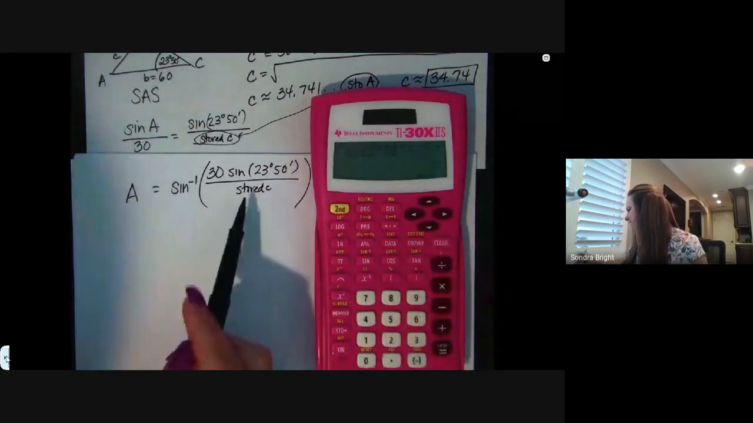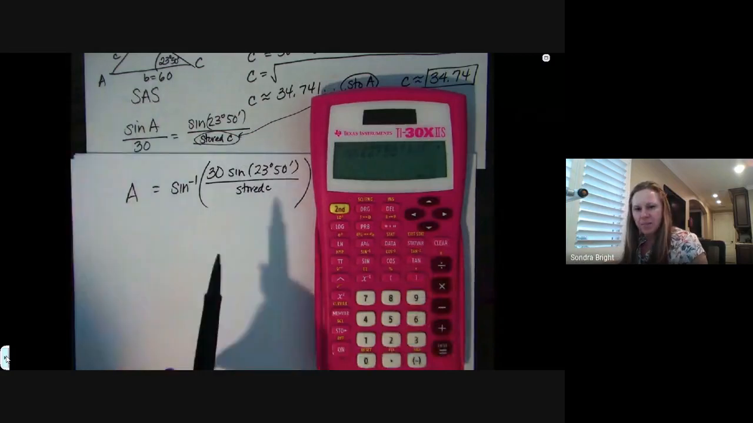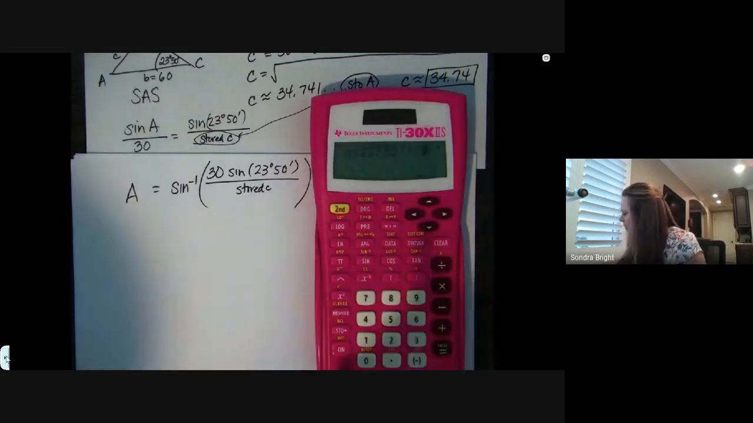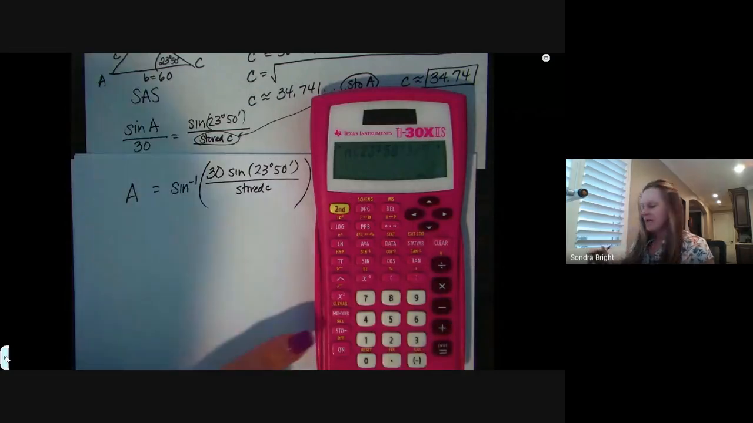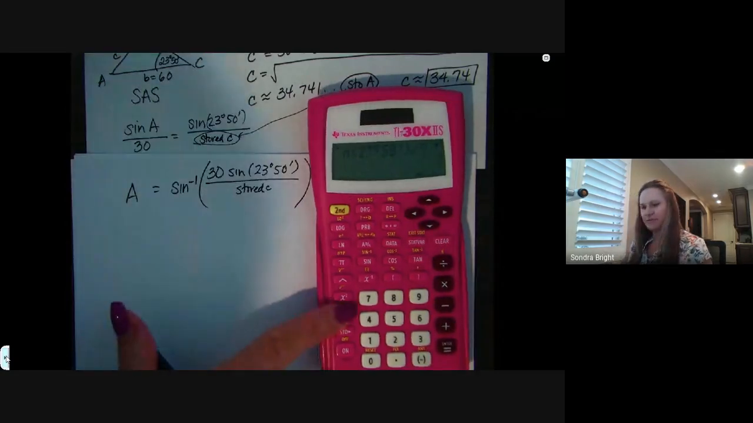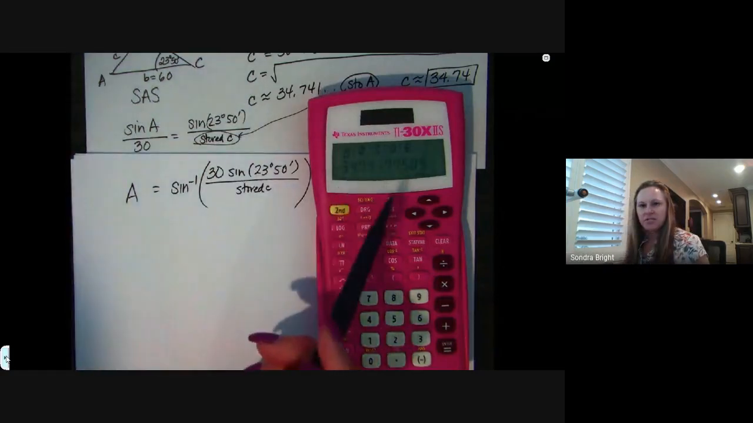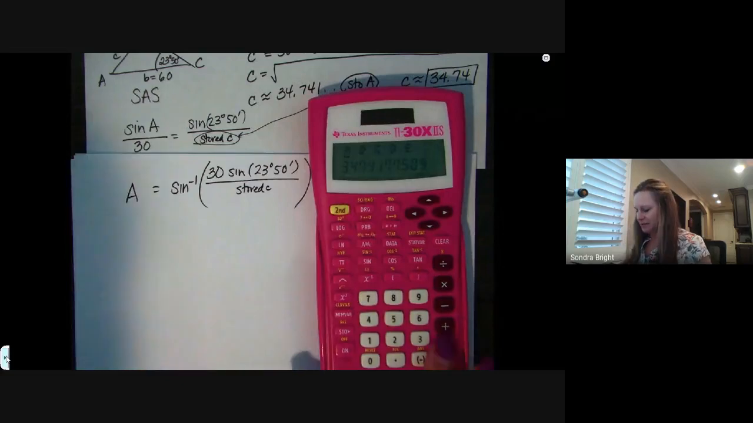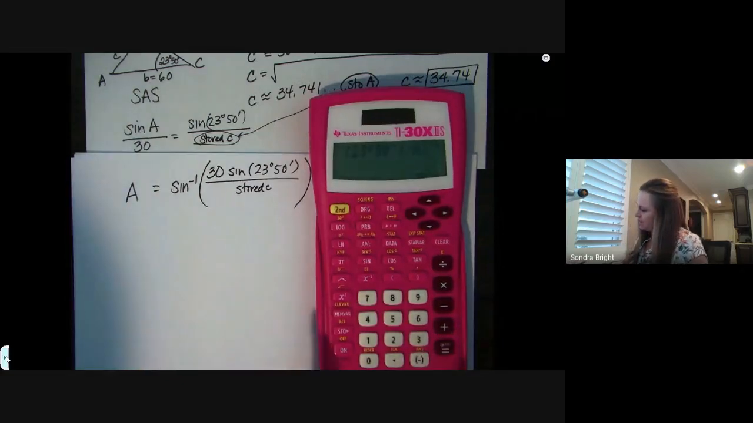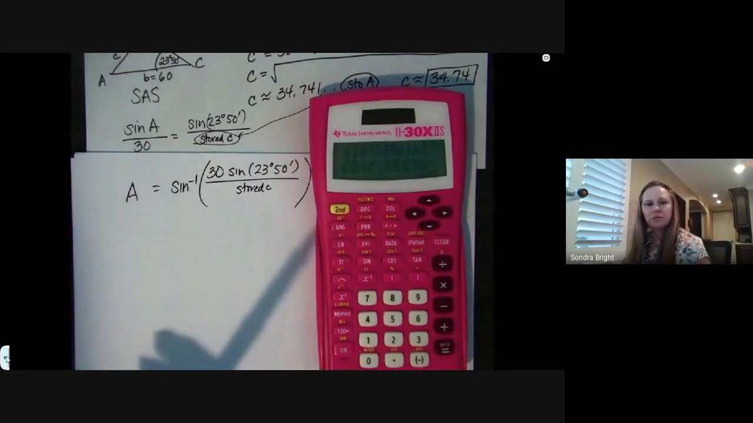I guess I should have done it under C. But how am I going to bring it back up? Well, if you click memvar, you'll see A is underlined right there with 34.74. That was my stored C value. Hit enter and then enter again, and it gives me that angle A is about 20.42.